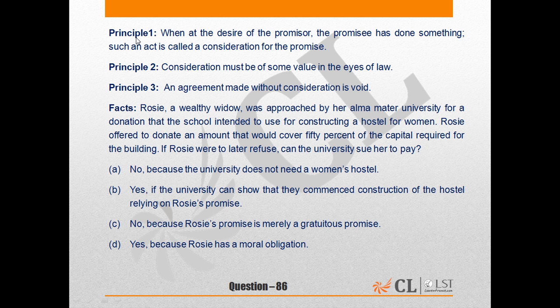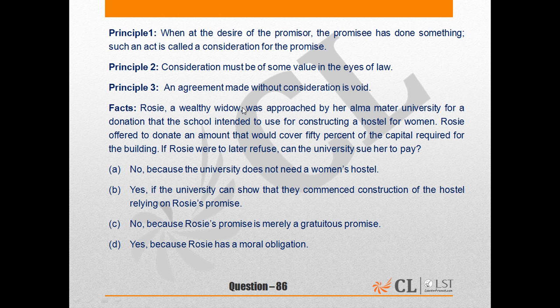So option C says that no, Rosie is not liable to pay because Rosie's promise is merely a gratuitous promise. But if we look at option B, it says yes, Rosie will be liable, but if the university can show that they commenced the construction of the hostel relying on Rosie's promise. So this option is going exactly on the lines of principle 1, which says that when at the desire of the promiser, the promisee has done something.